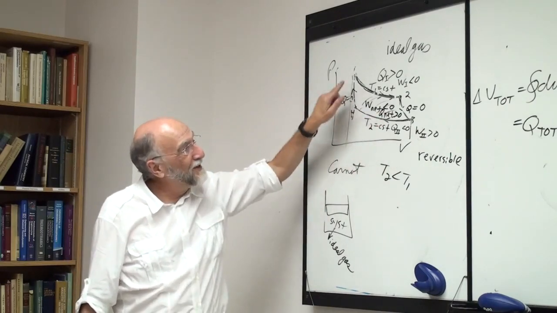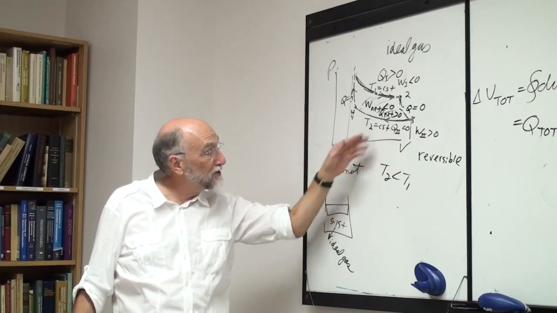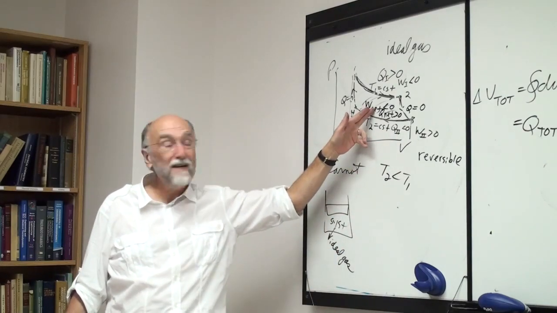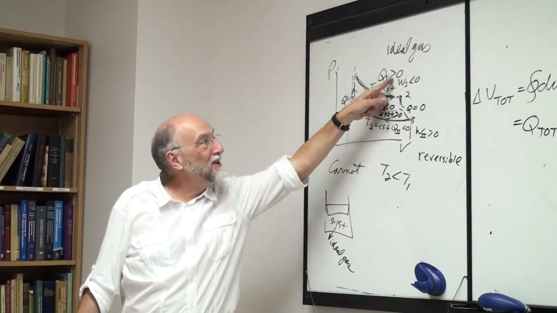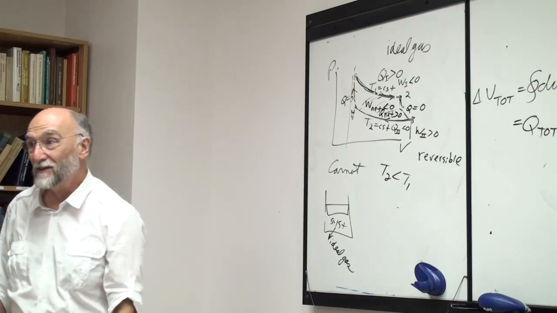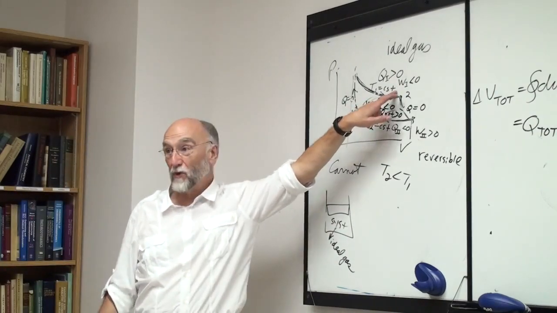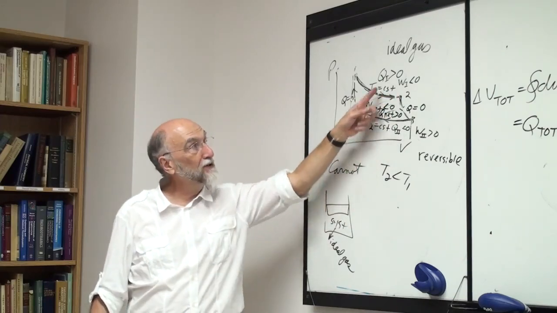If you run it the other way around, Q2 is positive. So what's happening is the system is absorbing heat at the low temperature. Q1 is negative, so it's giving off heat at the high temperature. So it's a heat pump, a refrigerator. You're putting energy into the system. This is the inside of the refrigerator. This is the outside world. You're pumping heat from low temperature up to high temperature.